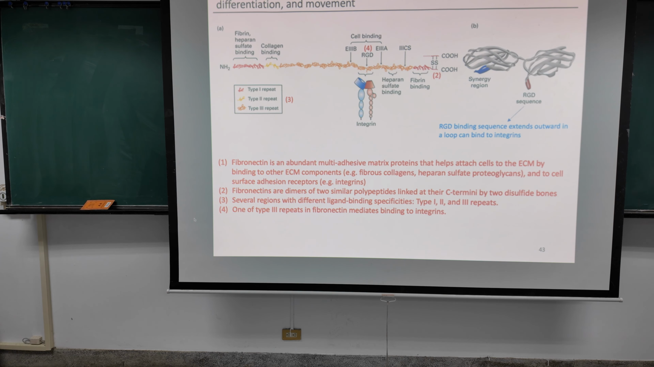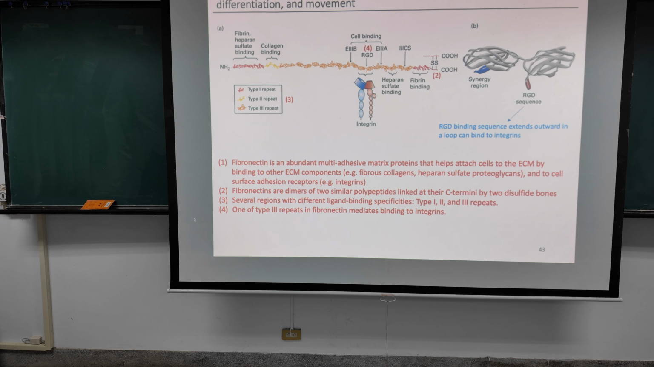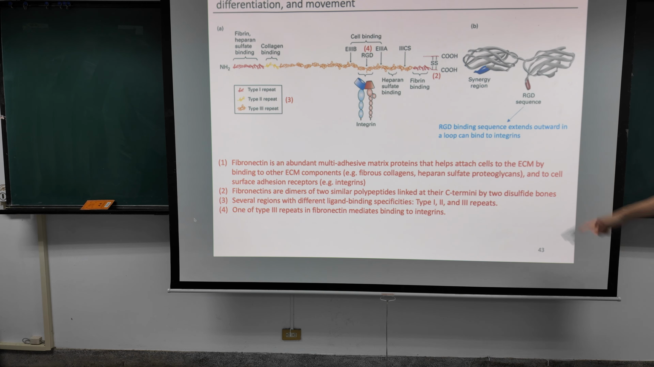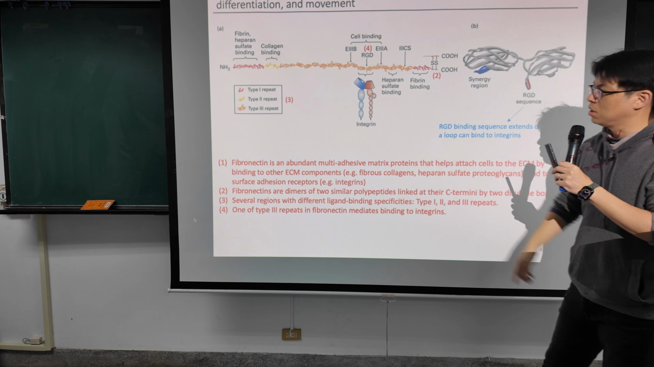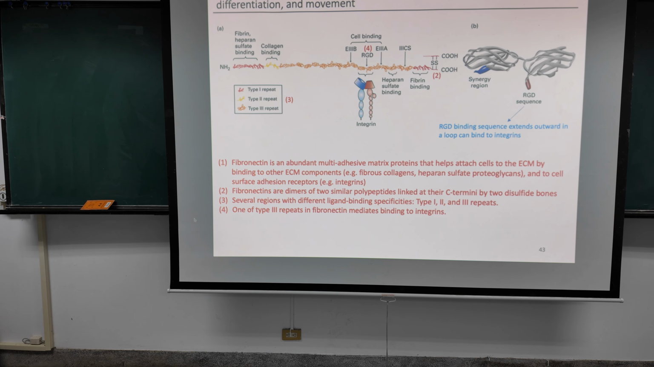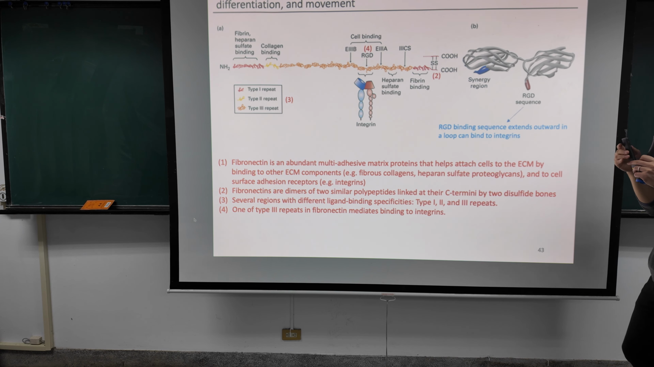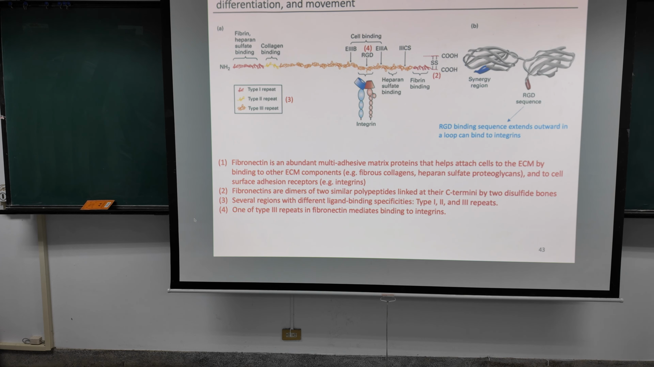Okay, and also let's talk about fibronectin, which is a multi-adhesive molecule. You will see this again. This is fibronectin. It has a lot of binding sites for other molecules to bind with fibronectin. It also has an RGD domain, which is good for the integrin interaction. So this is the RGD sequence, which is good for the integrin interaction.